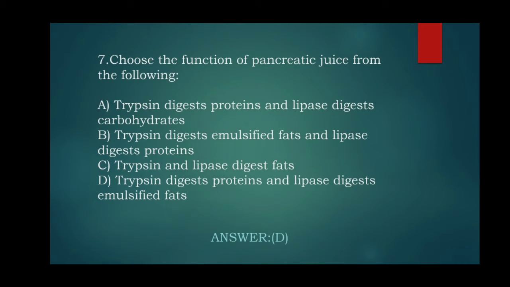Next question, choose the function of pancreatic juice from the following. Options: A. Trypsin digests proteins and lipase digests carbohydrates. B. Trypsin digests emulsified fats and lipase digests proteins. C. Trypsin and lipase digest fats. D. Trypsin digests proteins and lipase digests emulsified fats. So from this, the correct option is option D, that is trypsin will digest the proteins and lipase enzyme will digest the fat. And which is the enzyme that digests the carbohydrate? It is the amylase, right? So the correct option is option D.